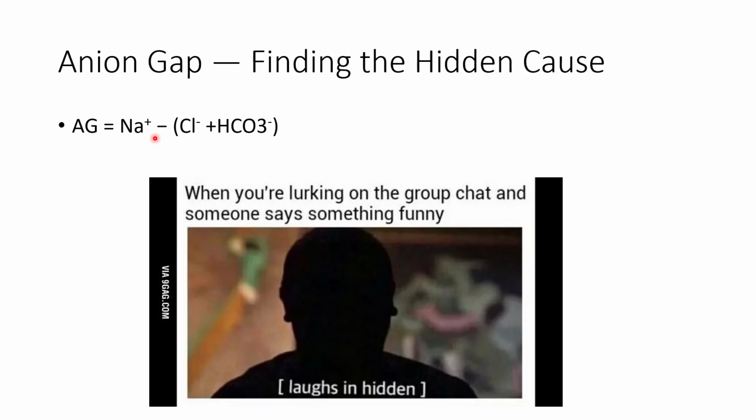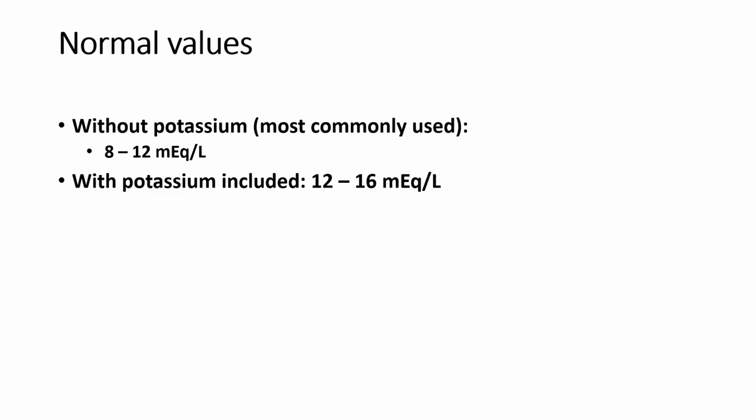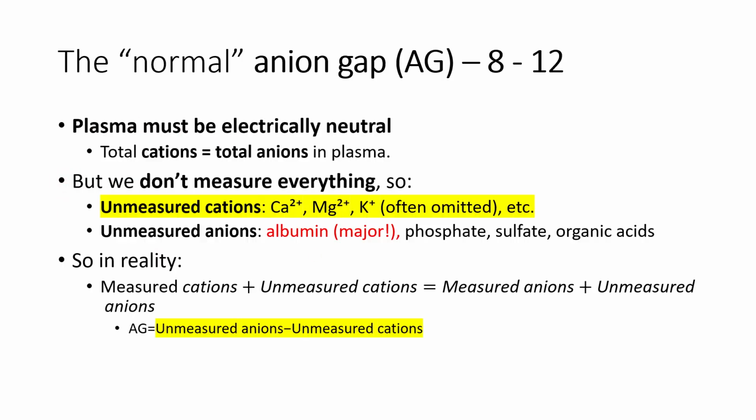You can also include potassium in it, but the normal level of sodium is 145 to 155, while the normal value of potassium is 3.5 to 5.5. So it won't yield much. That is why we almost always ignore potassium. So this is the formula of anion gap: a cation minus two anions, bicarb and chloride. The normal value without potassium is 8 to 12. However, if you are incorporating potassium, the normal value is 12 to 16.